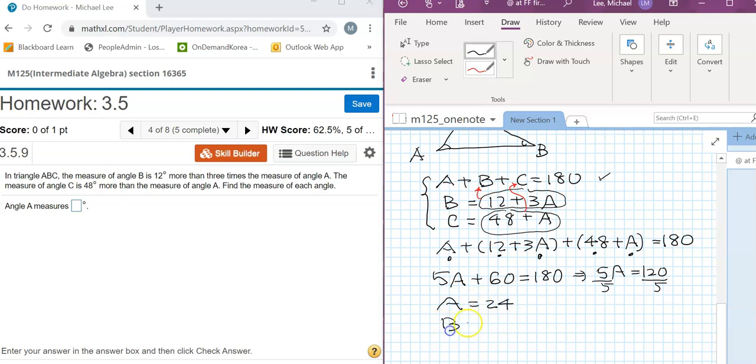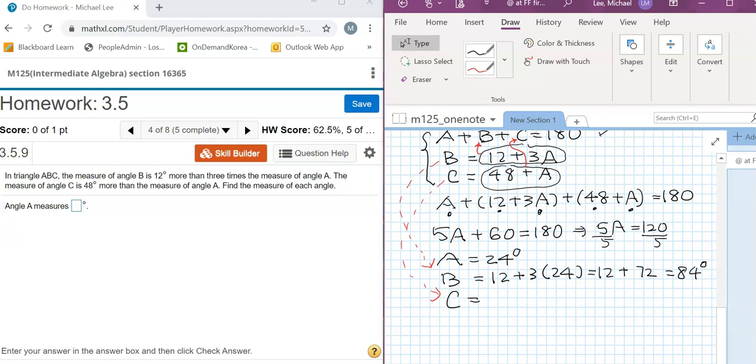Then what is B? B is 12 plus 3 times 24 from this equation, isn't it? So that gives me 12 plus 72. So there is 84. Well, actually, it's a degree, so you put a little degree symbol there. And then for the same reason, what is C? C gets from here, is that right?